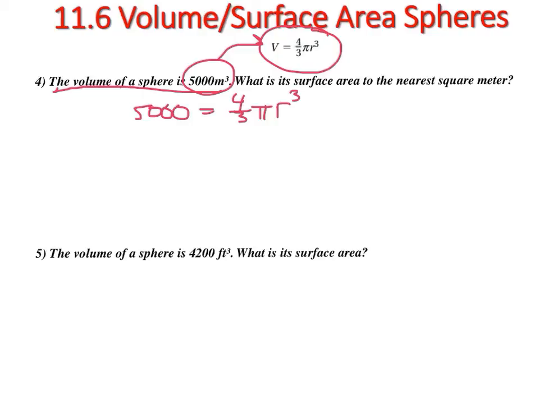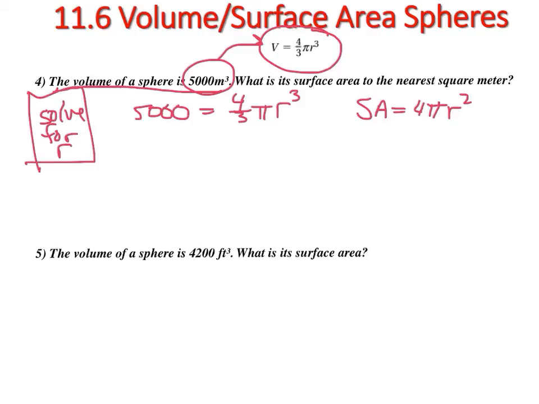So in this equation, our goal is to find the surface area, which is 4 pi r squared. But in order to get that, we need to know the radius. So if we take this equation and we want to solve for r, then we will have the radius. Once we have the radius, then we can plug it in and calculate the surface area.